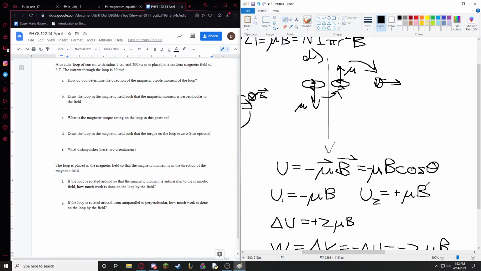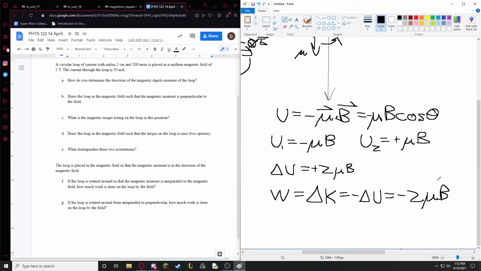Well, we defined 90 degrees as our 0 potential. So we're going from U2, which was UB, to, let's say, U3, which is 0. So we're just getting the opposite of negative UB. So it'd be just positive mu b.